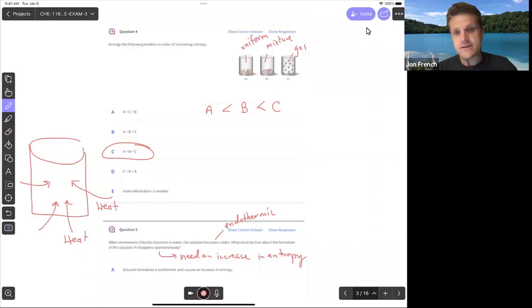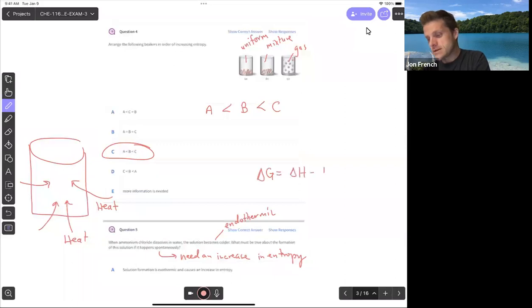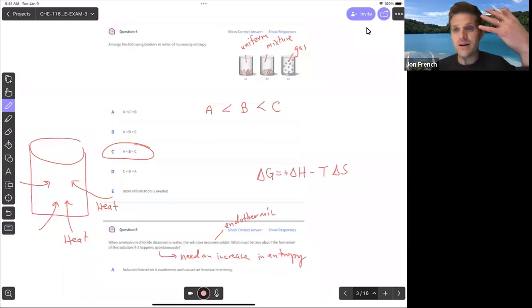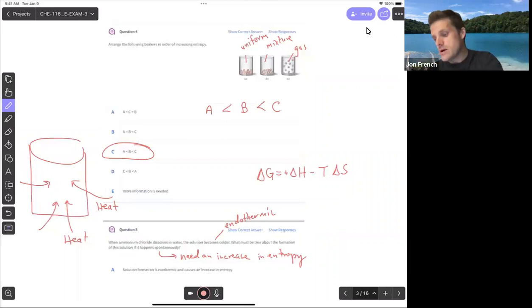Same reason we put ice in a drink. Melting that ice is endothermic. It absorbs the energy from your water, cools it down. So we know this solution formation is endothermic. So delta G equals delta H minus T delta S. It's endothermic, so that's a positive delta H. Ultimately, for this to be spontaneous, we need a negative delta G.